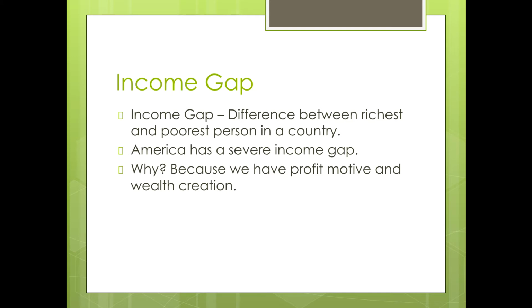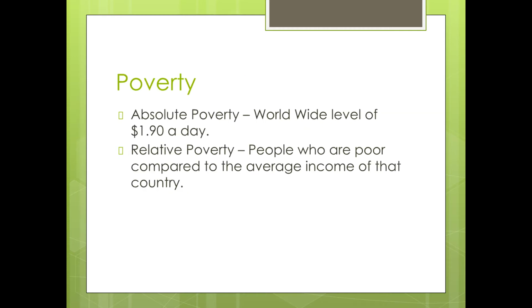Okay, why is there such a person as Bill Gates in America? Why is there an Oprah in America? The answer is because they had an opportunity to make money. They had a profit motive, they had an opportunity for wealth creation, and they took it. Now, as we talk about poverty, it's really important to understand the differences between a couple of terms.